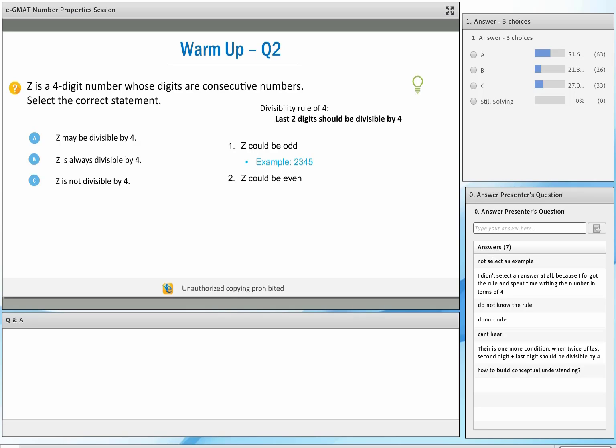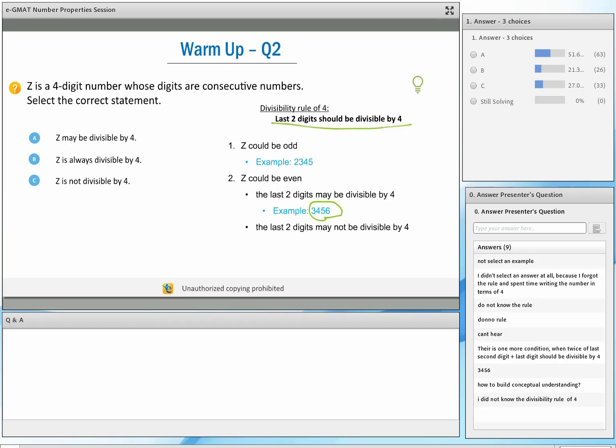All right, now let's consider the next case in which z is an even number. Now, this is where you pick out numbers, keeping in mind the divisibility rule, that is, the last two digits need to be divisible by 4. Keeping in mind this divisibility rule, you essentially pick out some numbers, right? So the first case could be that the last two digits are actually divisible by 4. For example, 3, 4, 5, 6, right? There are cases in which the number has consecutive digits, and basically you have the last two digits that are divisible by 4.